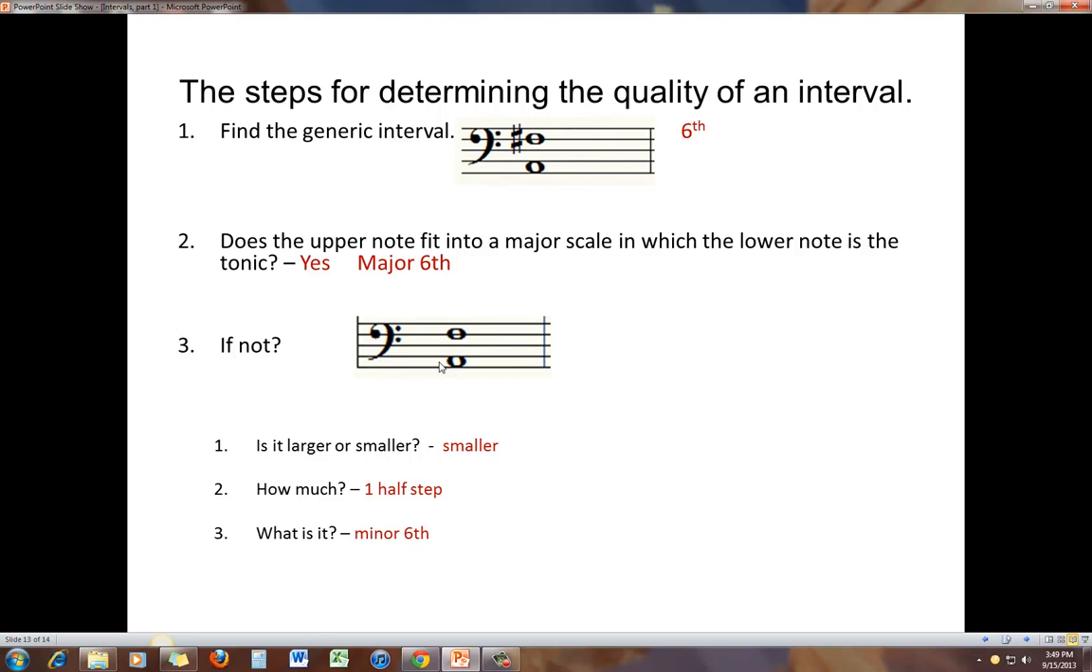But what if it doesn't? Here's a new interval, still a sixth. And I am again going to ask myself, in the A major scale, is there an F natural? No, there's not. Is it larger or smaller than the major sixth, which we just talked about is A to F sharp? It's smaller. How much smaller than the major? 1/2 step smaller. So this is a minor sixth.